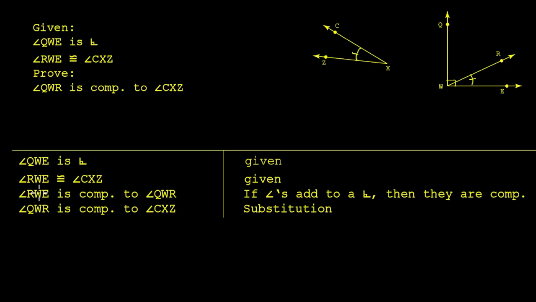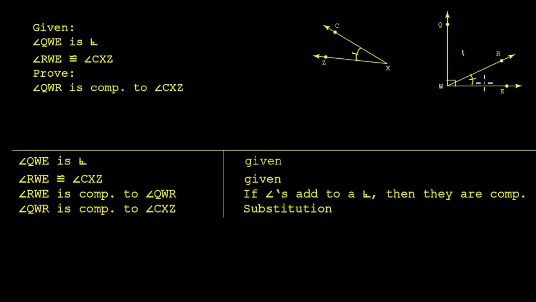Now, angle RWE is complementary to angle QWR. It's hard to put that on the diagram, so just remember these two angles are complementary. If angles add to a right angle, then they're complementary. Now, angle QWR is complementary to angle CXZ.